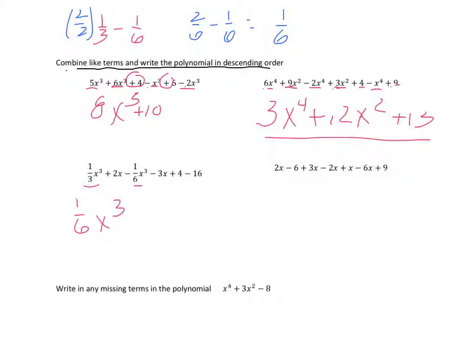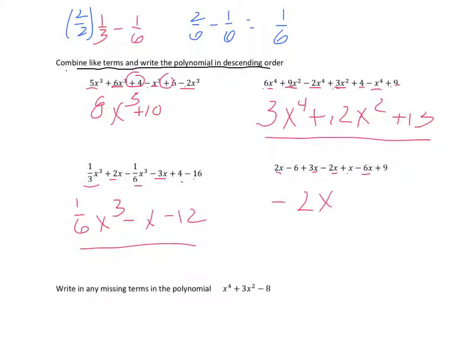Now we don't have any x squareds, but we do have a 2x minus a 3x. So that's a negative x. And then finally the numbers 4 minus 16 is negative 12. So we have combined like terms, we have a trinomial, this is in descending order, and then we're good. So this last one, we just want to add up the like terms. We have 2x, 3x, minus 2x, x, minus 6x. Those are all our x terms, so 2 plus 3 is 5, minus 2 is 3, plus 1 is 4, minus 6 is negative 2, so we have negative 2x.